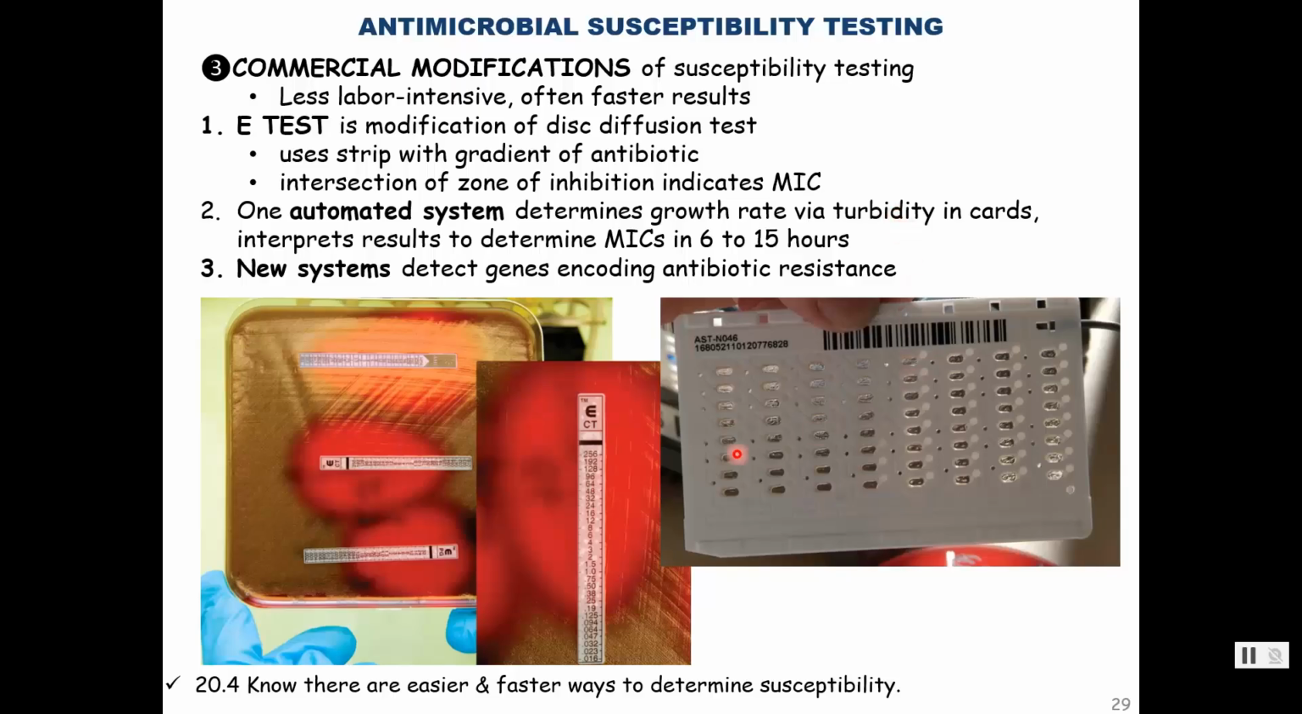Some automated systems where you use little cards, put it in a machine that can visibly determine growth rates via turbidity, and then determine that minimum inhibitory concentration in like 6 to 15 hours. There's also new systems that can just detect the genes that encode antibiotic resistance. So there's just other faster ways of doing that.